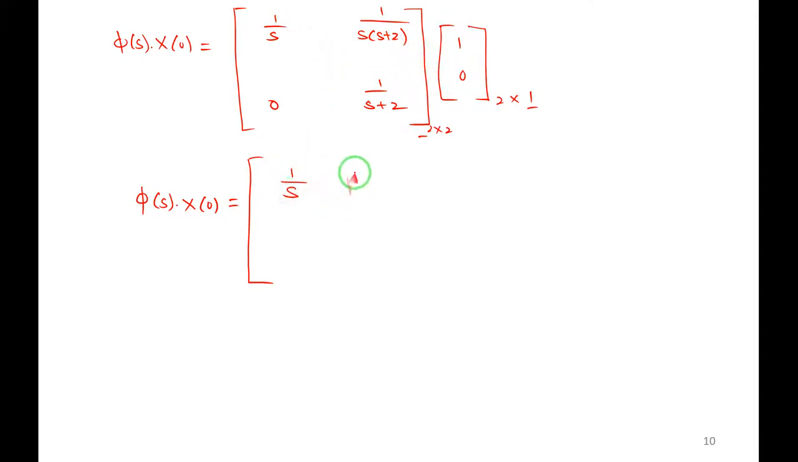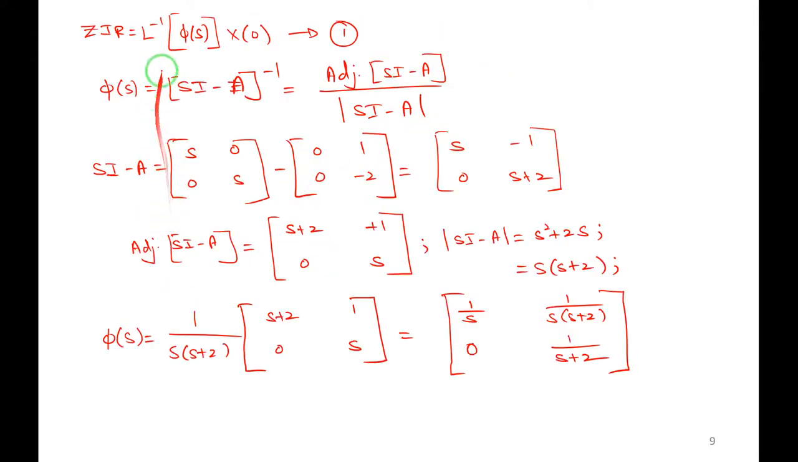Shall I split it and write? I hope you understood. Multiply first row with first column: 1 by S into 1 plus 1 by S into S plus 2 into 0. So this will vanish. So I am getting 1 by S. Then second row, first column: 0 into 1, this will vanish, plus 1 by S plus 2 into 0, this will also vanish. So I am getting only this much, right? So 2 cross 1 I am getting, right? If any doubts, please ask. Matrix multiplication, you know. So 0 into 1 is 0, plus 1 by S plus 2 into 0 is 0, right? So I am getting this.